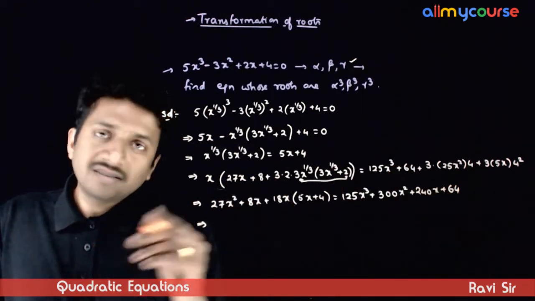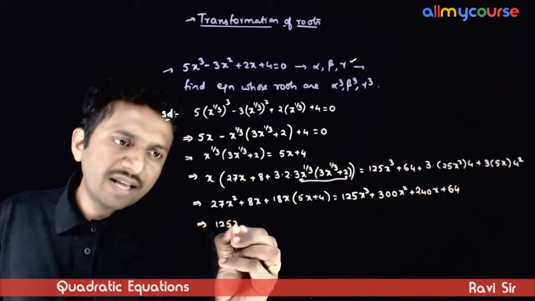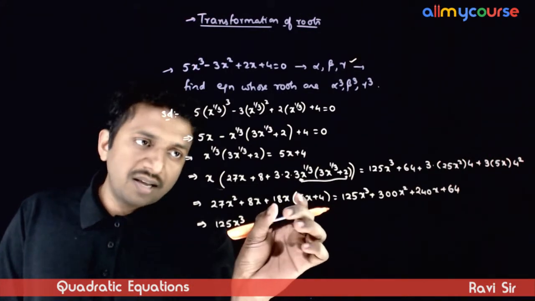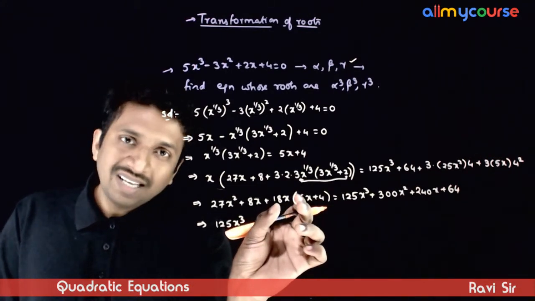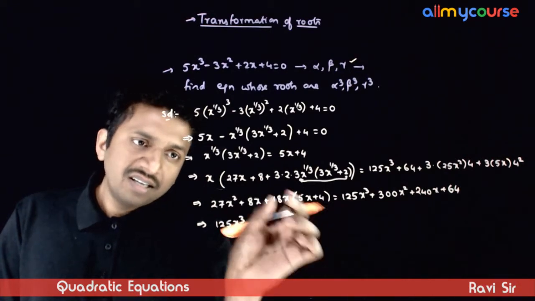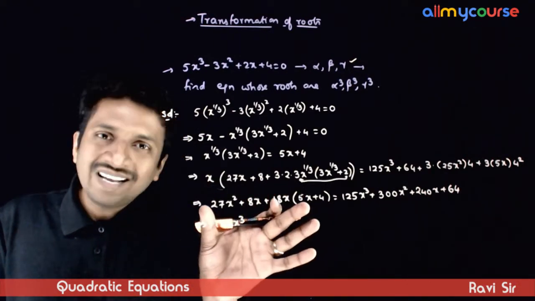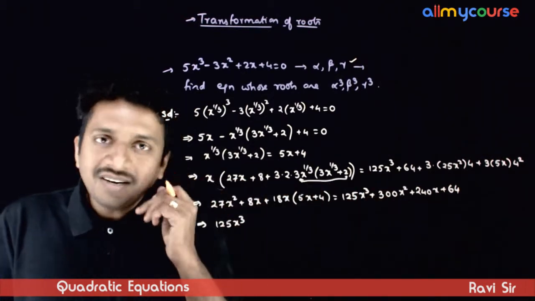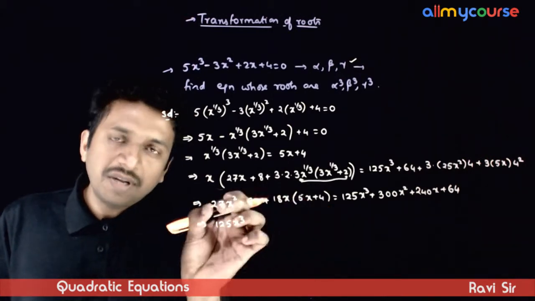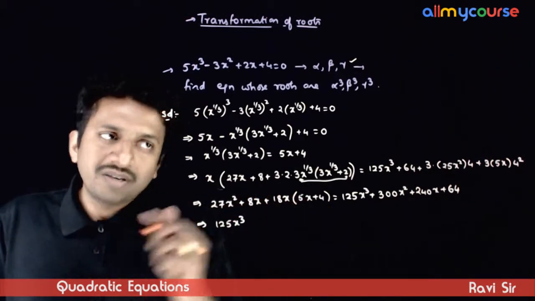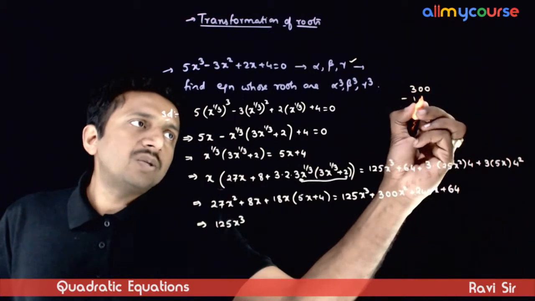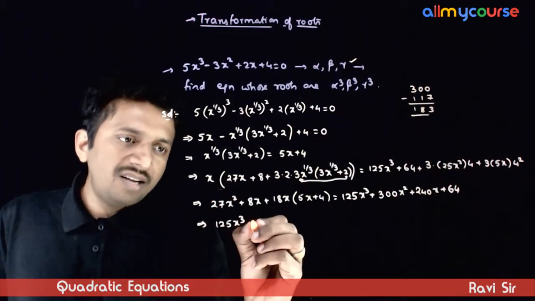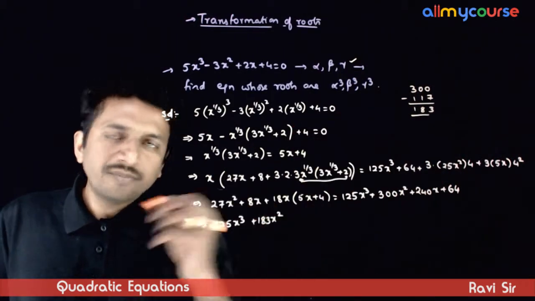So this implies, you get 125x³. So you have 300x² here. So let us see how many x² there are. 18 into 5 is 90, right? 90 plus 27, you have 117x² here. So 300x² minus 117x². So 300 minus 117 is 183. So plus 183x².